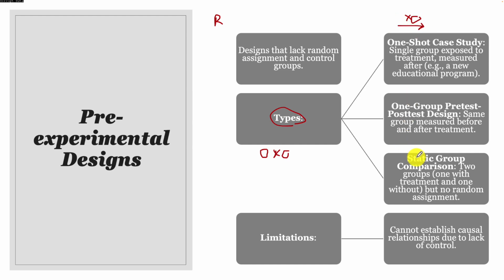And the other one is a static group comparison. And this is 2 groups, which is great. Now we have 2 groups, one with a treatment and one without, but no random assignment. So out of these 3, this one is a little bit stronger than the others. Even though we don't have the random assignment, that's okay. We have 2 groups. We have a little more power in this study, right? So the limitation of this type of research is it can't establish causal relationships due to the lack of control. If we don't have controls or control groups, we don't really have strong research here.